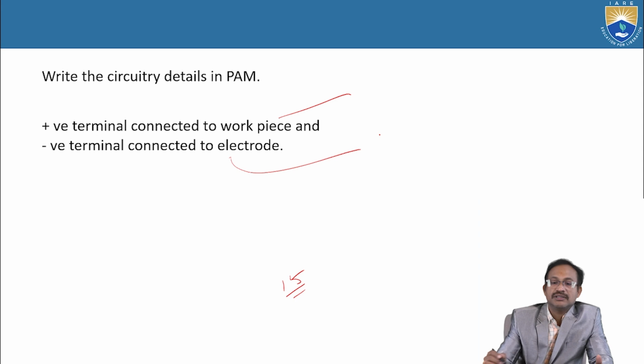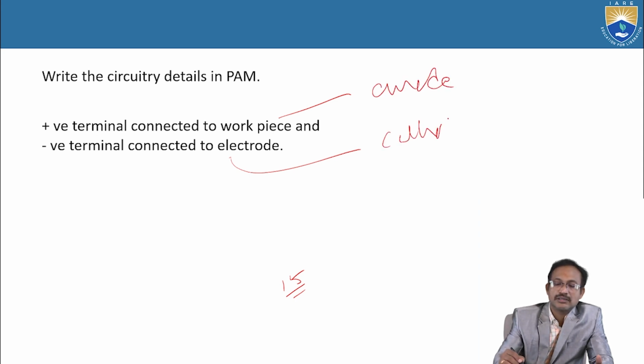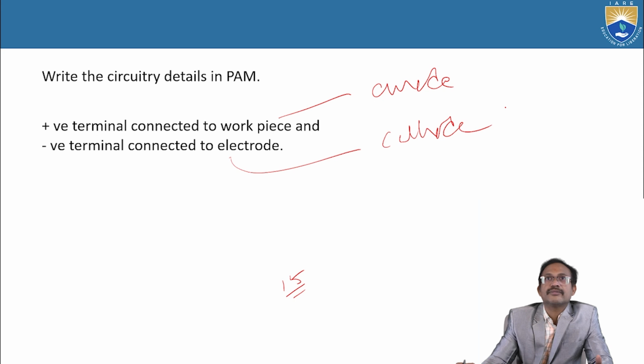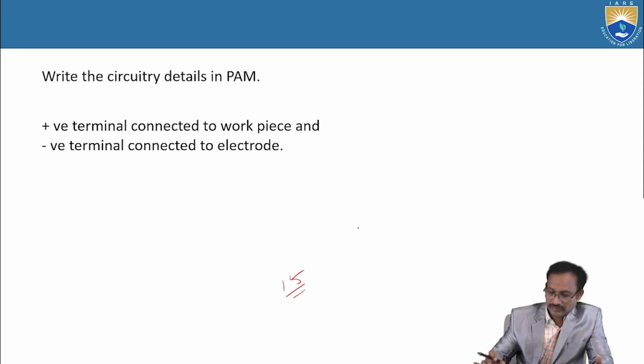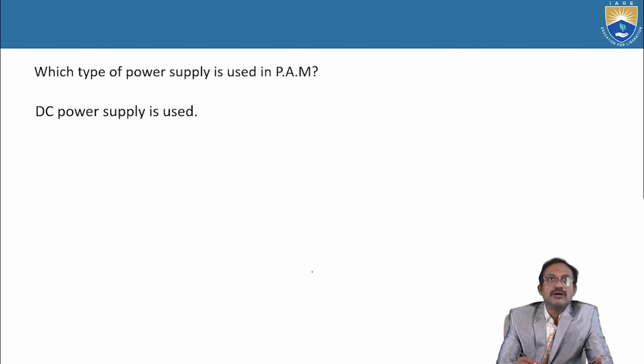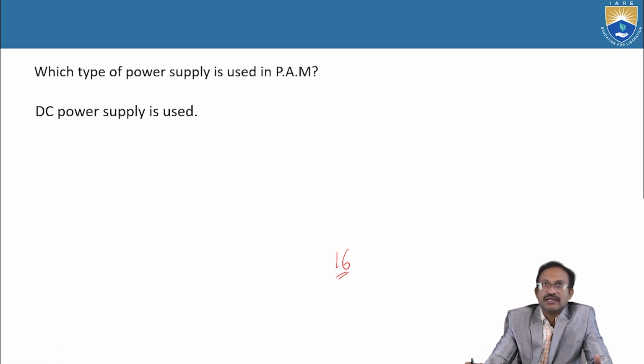This is the anode, this is the cathode. Which type of power supply is used in plasma arc machining? DC power supply is used. So here direct current power supply is used in plasma arc machining.